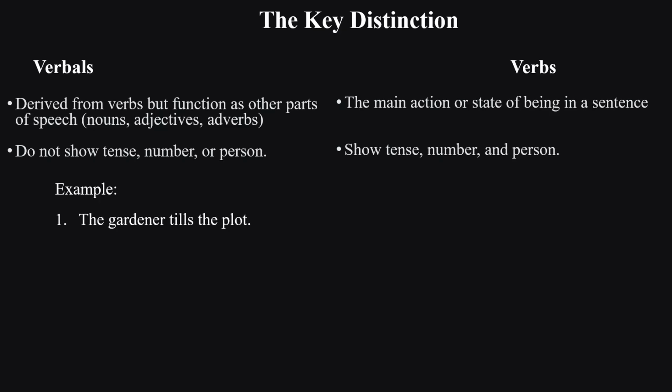Look at sentence number 1, the gardener tills the plot. Here, the verb is tills that functions as the main verb, describing the main action in the sentence. Now, let's look at sentence number 2. The gardener tills the plot to plant vegetables. Here, the verb is tills that functions as the main verb, describing the main action in the sentence. Whereas, the verb form to plant is not the main verb. It functions as an adverb, telling why the gardener was digging. So, it is a verbal.